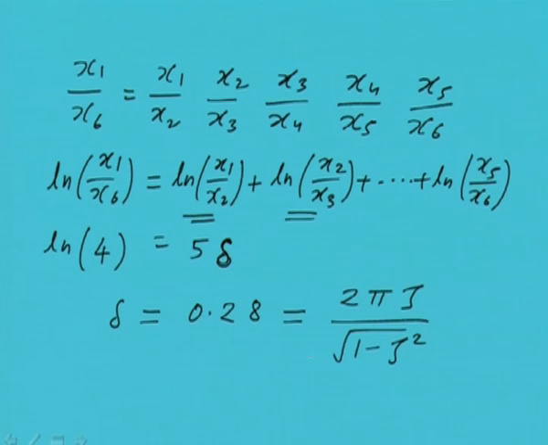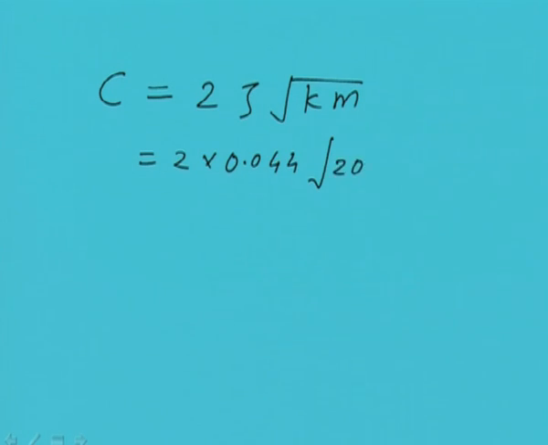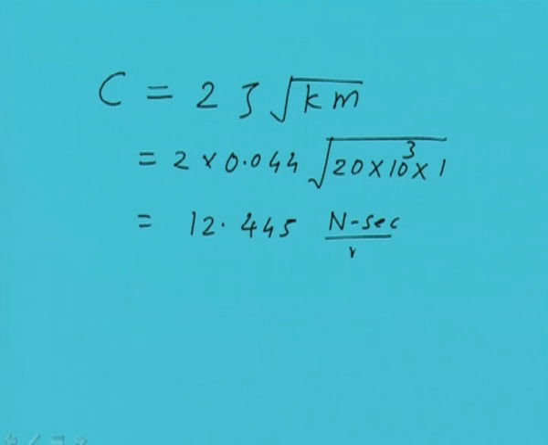We can get zeta from this after solving this equation, and zeta comes out to be 0.044. And once we know zeta, we can obtain the damping coefficient, that will be this. So if we substitute all the values, we know the stiffness, that is 20 kilonewton, so this into mass is 1 kg. So this will give us the damping coefficient value. Unit is Newton second per meter.